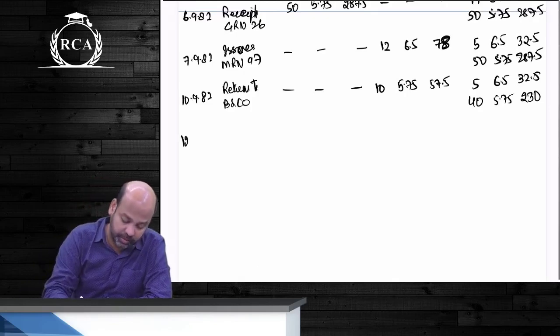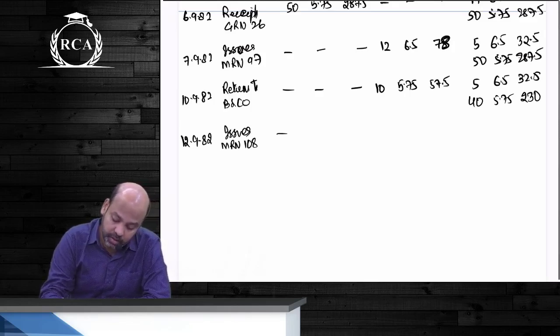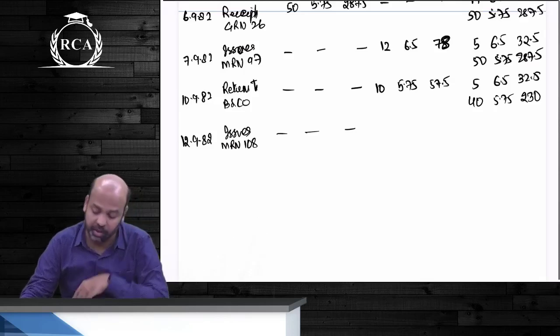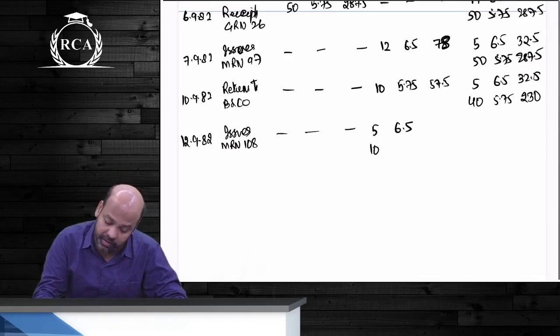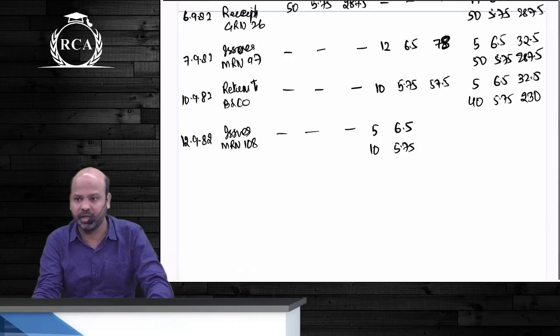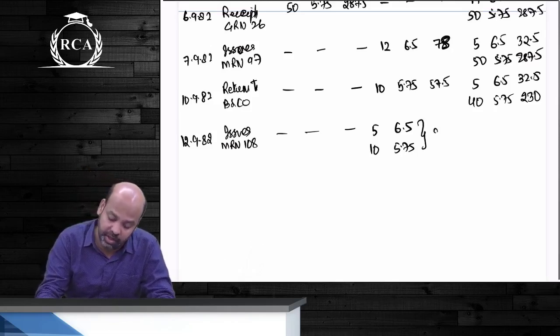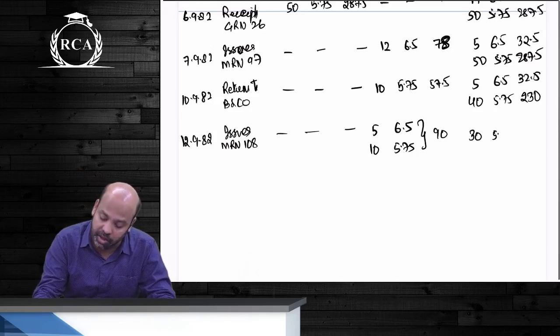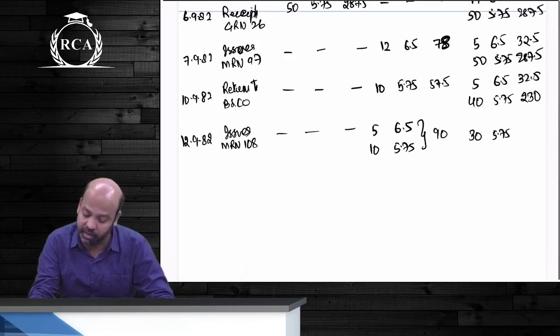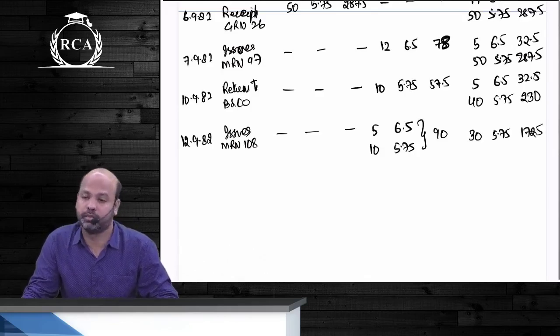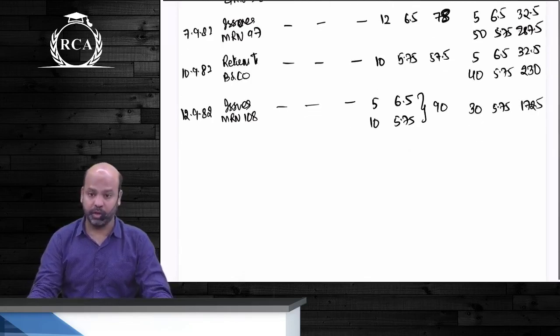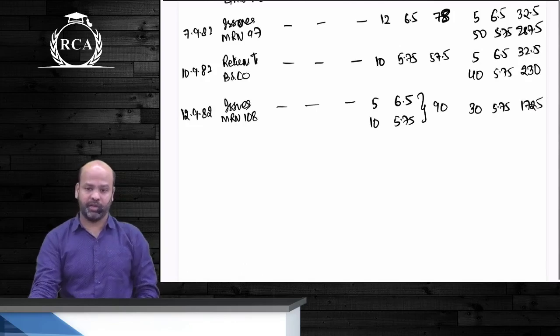Next, beta, 12th of September. Issues against requisition number 108. So, we are issuing how many units? 15 units. The first 5 units will be at a price of 6.5. The next 10 units will be at a price of 5.75. Collectively, the total cost of materials that is being issued, guys, would be 90 rupees. You will have 30 units at 5.75, guys. 30 into 5.75 is 172.5. After the issue made on 12th of September, you will have 30 units valued at 5.75 each.